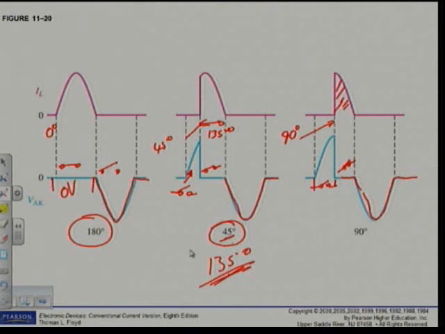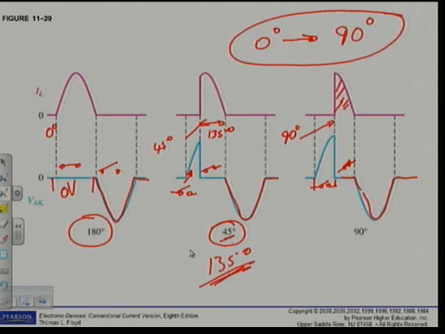Everybody with me? That is basically half-wave power control of a SCR. That is one of the applications. I repeat, please take note, with a circuit like this, you can only have control from 0 degrees to 90 degrees. Only control for that with this circuit. With this circuit of figure 11.7, or let's say the example figure 11.19, you can only have control from 0 degrees to 90 degrees.